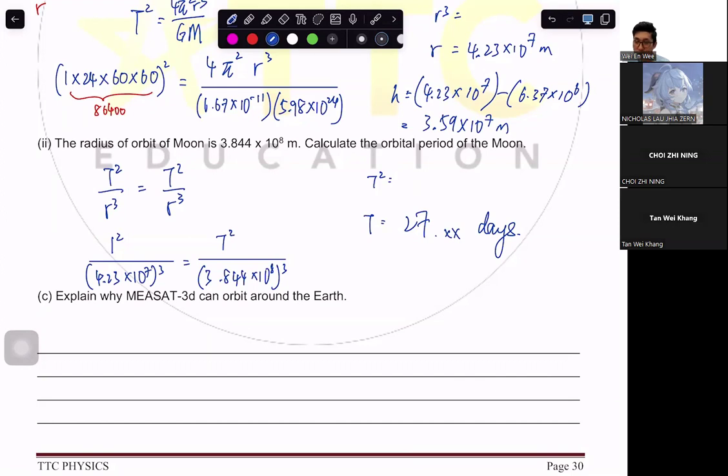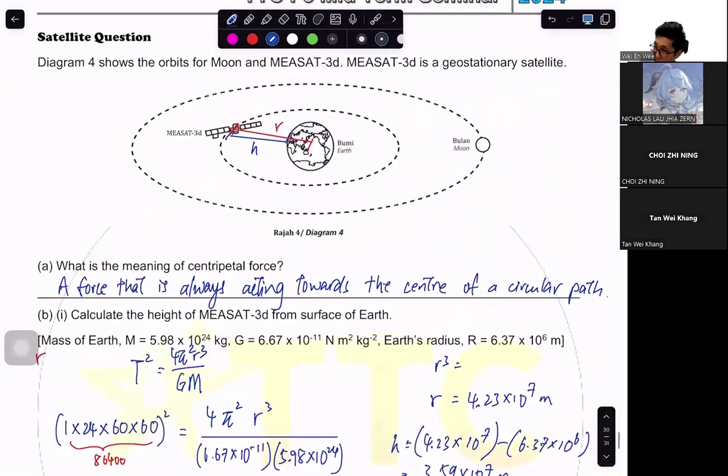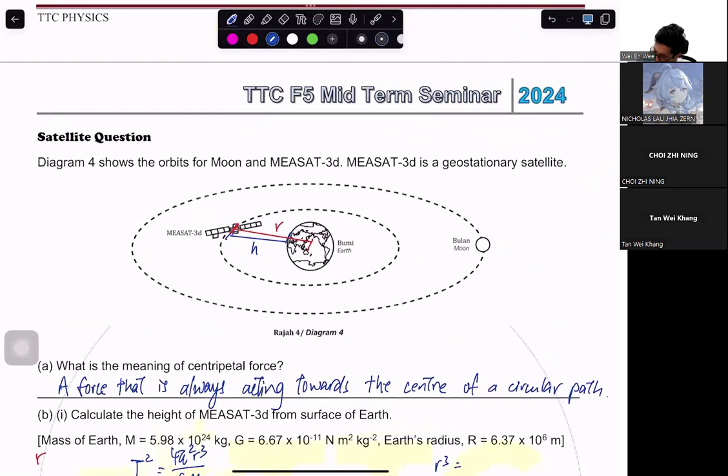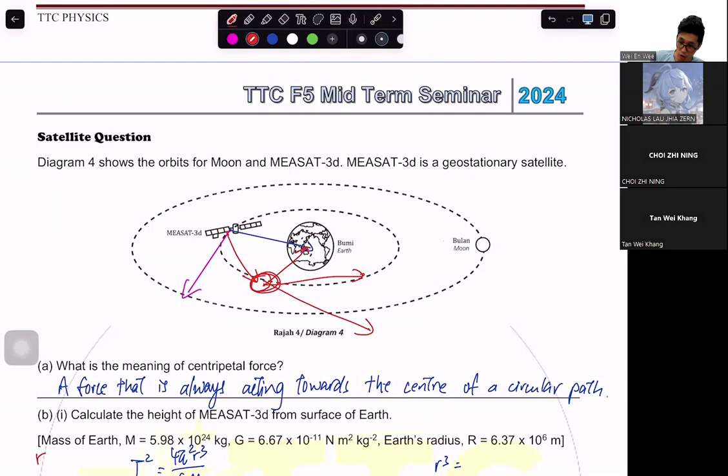Okay, now last question, why can the Miasat orbit around the Earth? Remember, the reason why things can go around in a circle is because the thing actually wants to go straight, but there is a force pulling in. As a result, you will go here. When the two combine together, when you're here, you want to go this way, but there's a force pulling you in, so as a result, you go here. It's always like that.